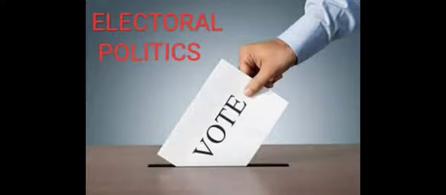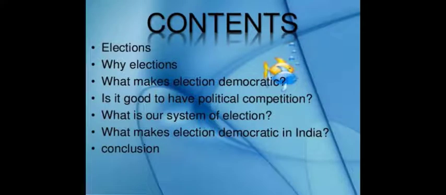Actually, children, the electoral politics chapter is all about election and the election system. An electoral system or voting system is a set of rules that determines how elections and referendums are conducted and how the results are determined. Let's see one by one and try to understand it.